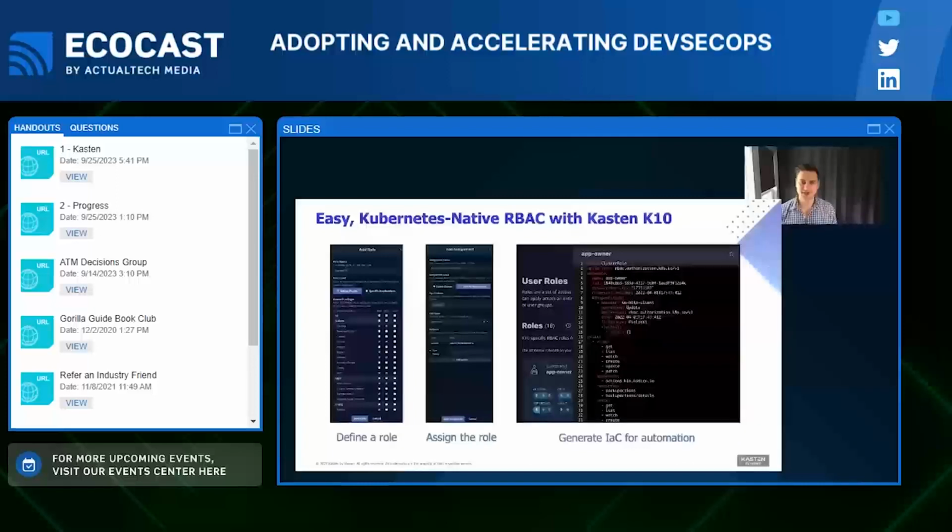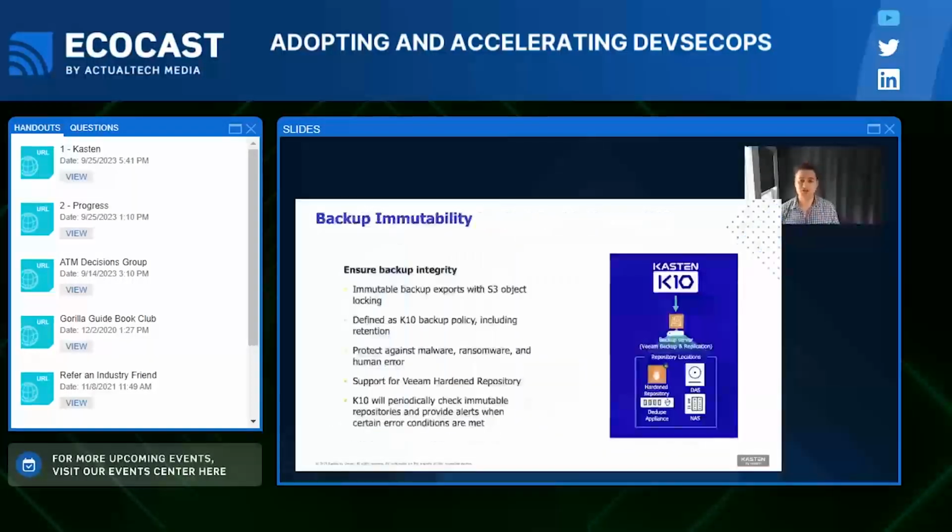to protect your data. Nice, some screenshots just of how we can integrate RBAC, define and assign roles, and generate infrastructure as code for automation. Again, really useful there because we are Kubernetes native. Everything can be exported via YAML and integrated as part of a pipeline.